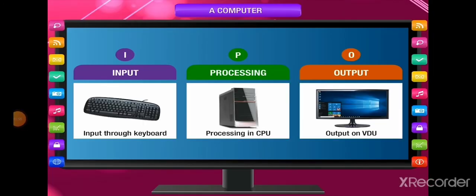Well, next we will see the working of a computer. How does a computer work? Can you see in front of you there are three terms: input, processing and output. I for input, P for processing and O for output. We have one IPO cycle in the computer. In that way it works. I'll show you some images.